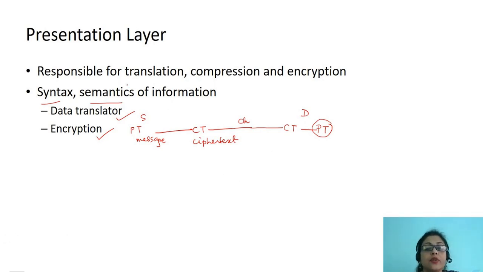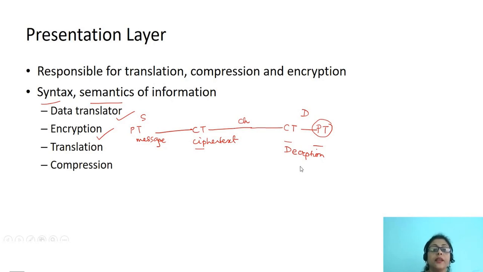At the sending end, we do encryption, that means converting the message to ciphertext, and at the receiving end, we convert the ciphertext to plain text, and this process is called decryption. Next is data translation. This is also a functionality of the presentation layer. After that, there can be data compression when we want to send a huge amount of data through a smaller bandwidth.